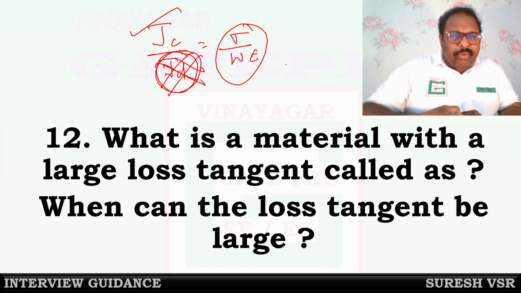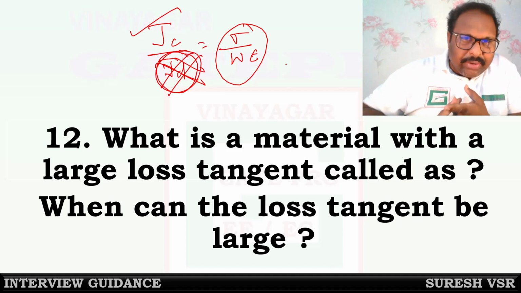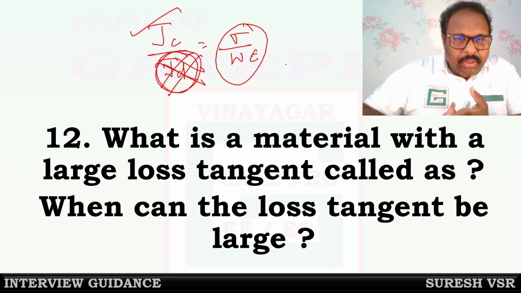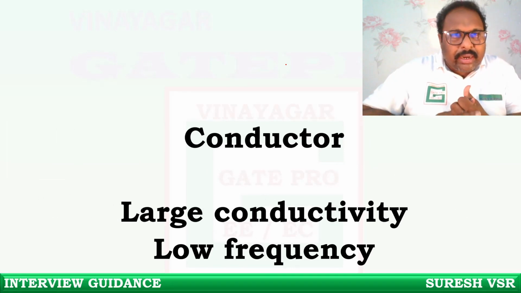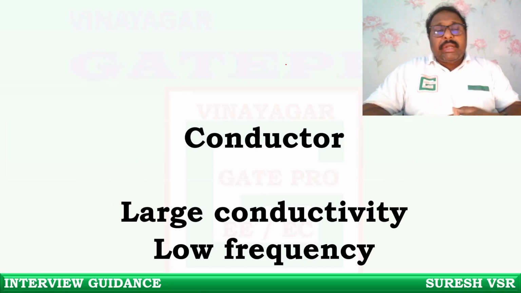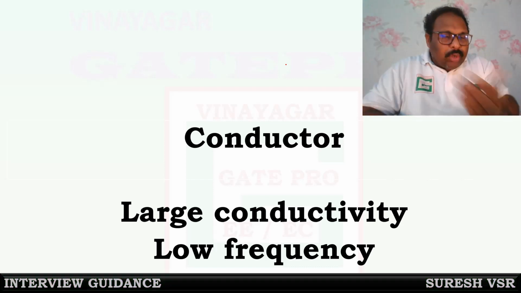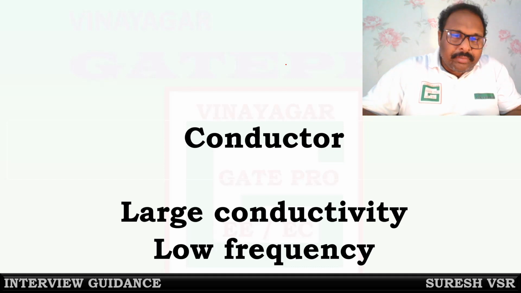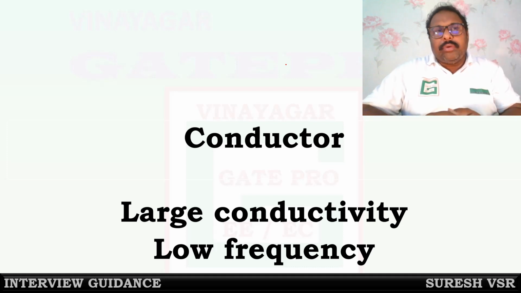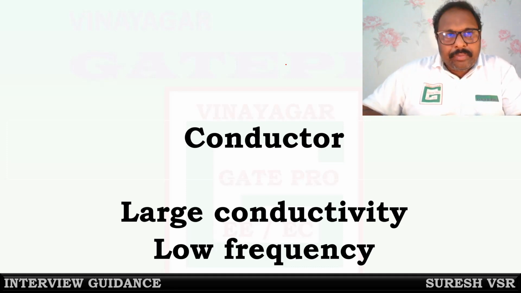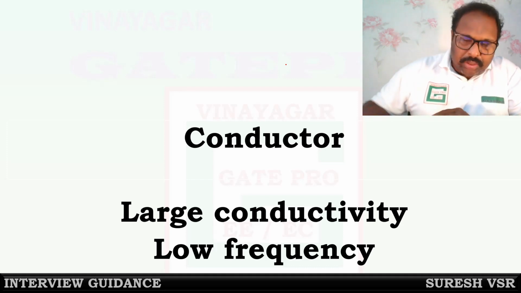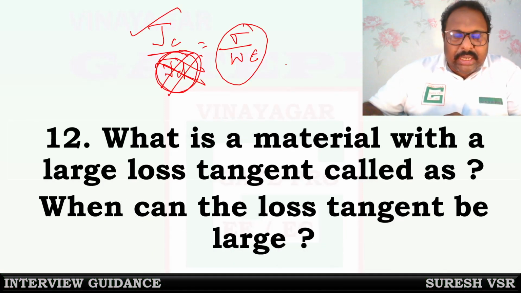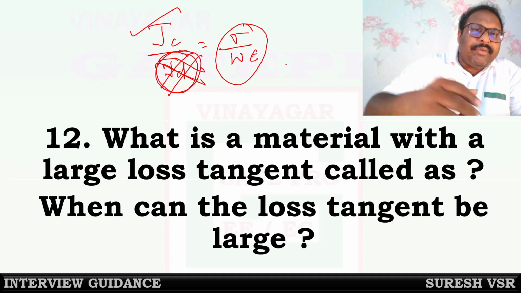Now, when can the loss tangent be large? Either if the conductivity is large or the frequency is small. So loss tangent is very, very large for a conductor. It allows voltage and current, but it does not allow electromagnetic waves. And the loss tangent is large when the conductivity is large or the frequency is small. When the frequency is very, very small, you can't find electromagnetic waves. You will find voltage and current traveling in the conductor, but you won't find electromagnetic waves propagating. That's common sense: loss tangent is decided by conductivity and frequency.